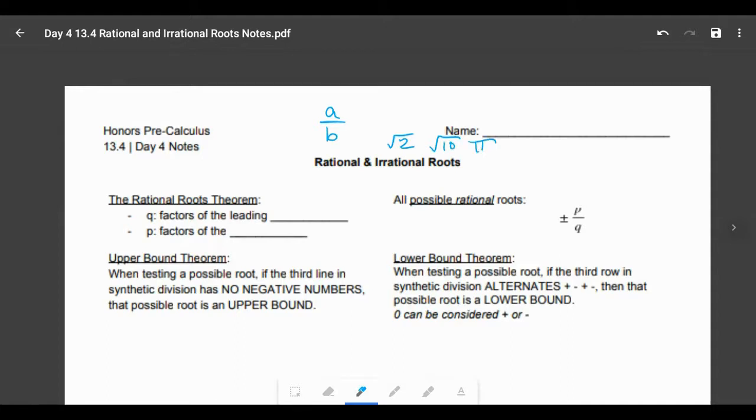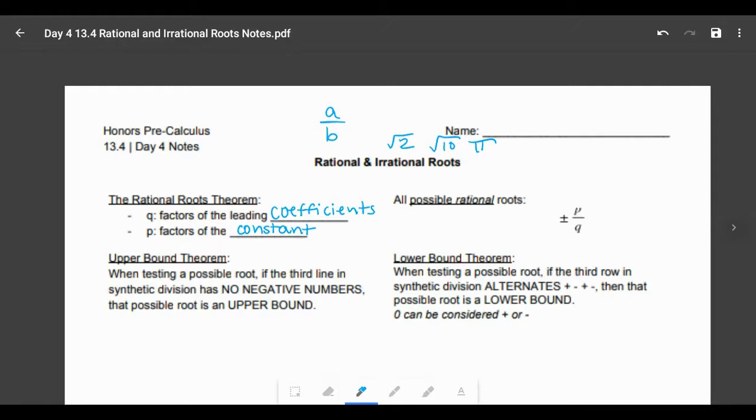All right, so we're going to focus on rational roots mainly, and Q is considered to be the factors of the leading coefficient in an equation. If you write the terms in descending order, then this would be the first coefficient that you see. And then the P would be considered to be the factors of the constant, which again, if you wrote it in descending order, the P would be the last value in the equation.